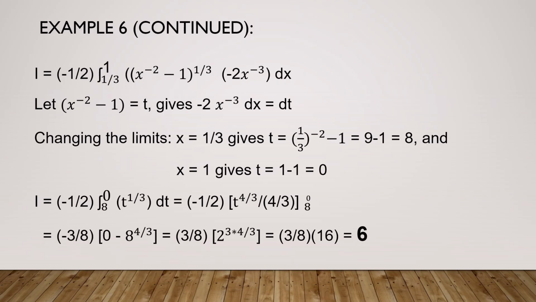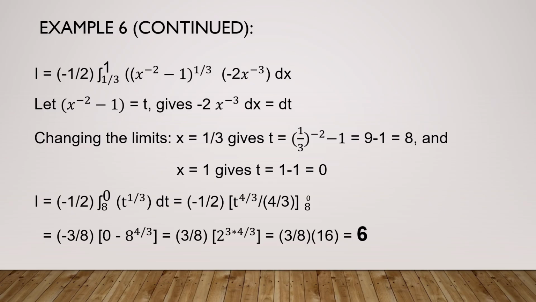So now we have substituted t as x raised to minus 2 minus 1. Taking the derivative on both sides, you get minus 2 x raised to minus 3 dx is equal to dt. Correct? Now always remember you are using the method of substitution, so the limits will change.